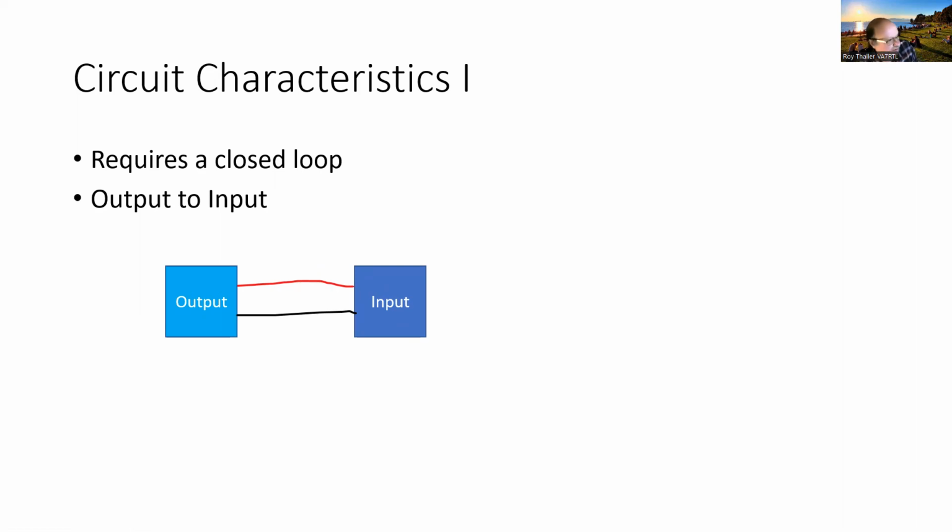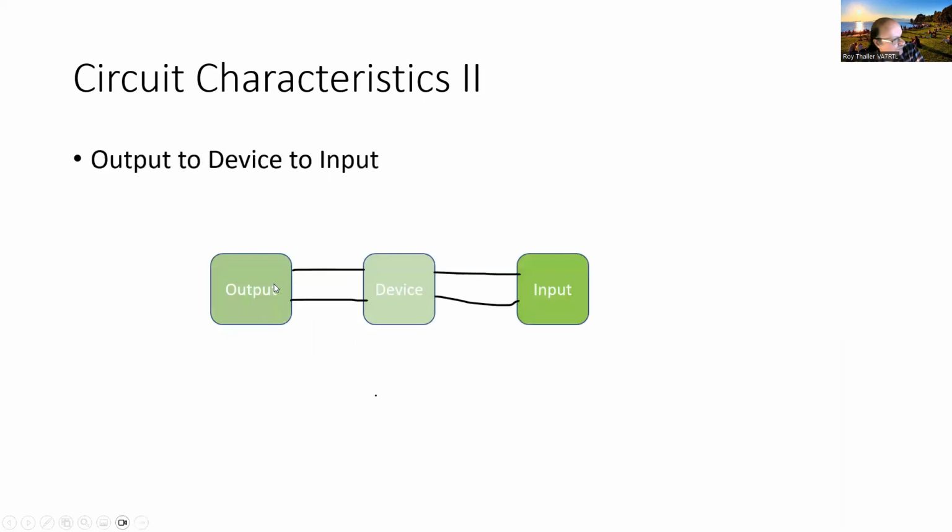Another way to represent it is to have an output of something, like this could be a radio or a signal generator hooked up to your device. This could be a filter, it could be a bunch of resistors, and then you're feeding it into an input of something. So this could be an oscilloscope or a meter, and again you have two wires connecting it all together.